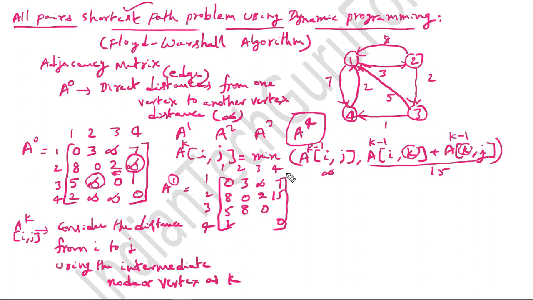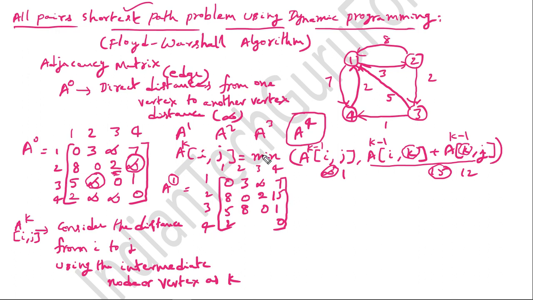Next, 3 to 4. 3 to 4 using intermediate node 1. So 3 to 1, 1 to 4. 3 to 1 is 5. 1 to 4 is 7. 5 plus 7, 12. So this value is 12. But what about this direct value? This is 1. So which is minimum, 1 or 12? 1 is the minimum. So keep 1 as it is.